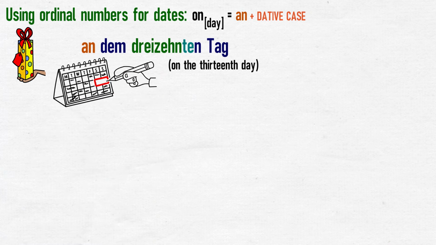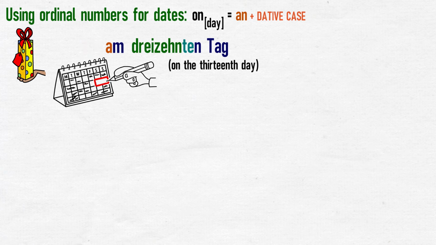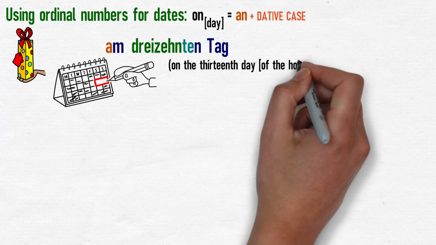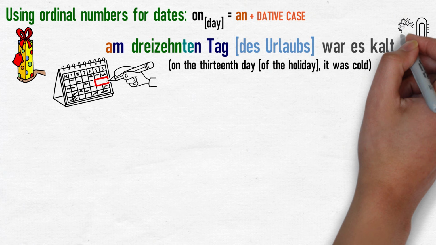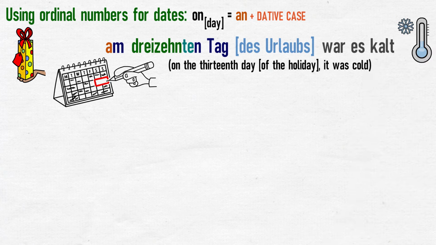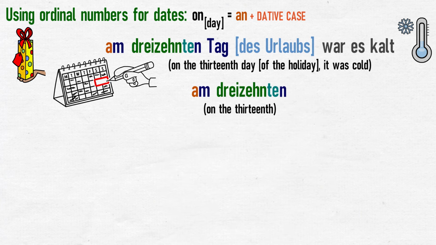Tag. You might also be aware that the combination of an and dem can and almost always will be shortened to am. As you've probably noticed, this is not generally how we would talk about a day, unless saying something like, on the 13th day, for example, of the holiday, it was cold. Am 13. Tag des Urlaubs war es kalt. It's more likely, however, that we will remove the word day altogether and say am 13. on the 13th. We then combine this with the months of the year. For example, am 13. Januar, on the 13th of January. To learn more about discussing your birthday, please watch my Talking About Your Birthday video by clicking the banner now.